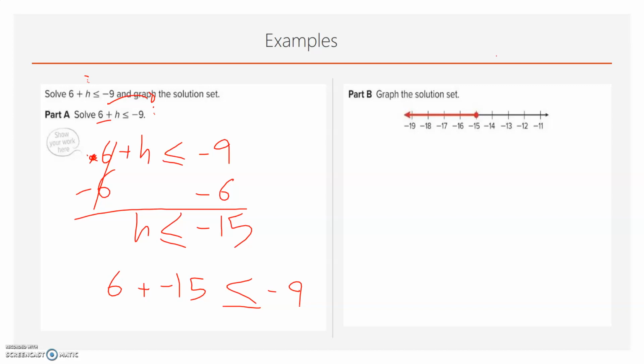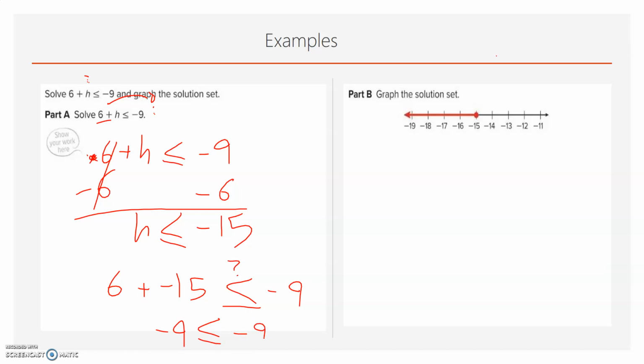else. This is basically like saying 15 minus 6. But the answer is going to be what? A negative. So 6 plus negative 15, it's going to be what? Negative 9. Is negative 9 less or equal than negative 9? Obviously, it's equal. So that means it's correct.